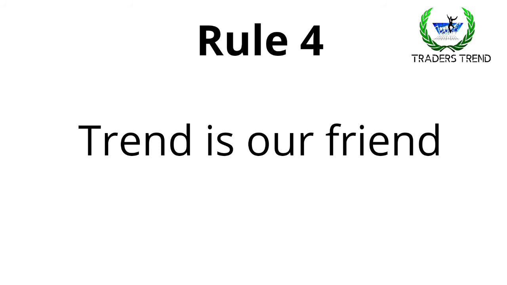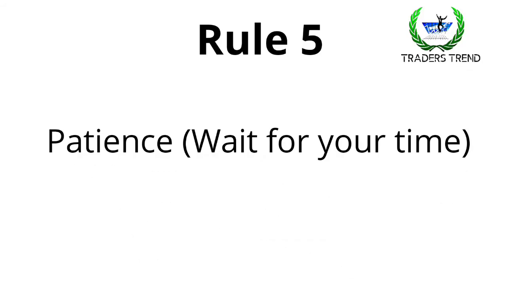And the next one, rule 5, is patience. Wait for your time. Don't buy suddenly. Wait for your time. When the particular share comes down, wait for your time. It will hit the support line or resistance line, then you can decide your buy or sell position. So wait for your time. That will give you success.